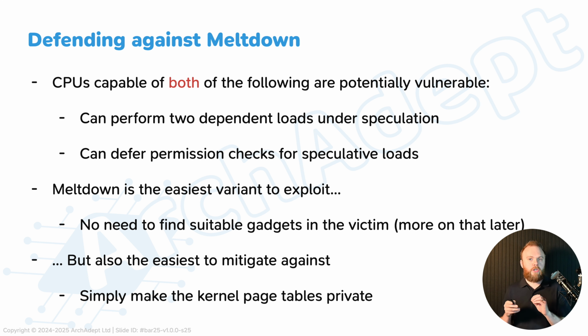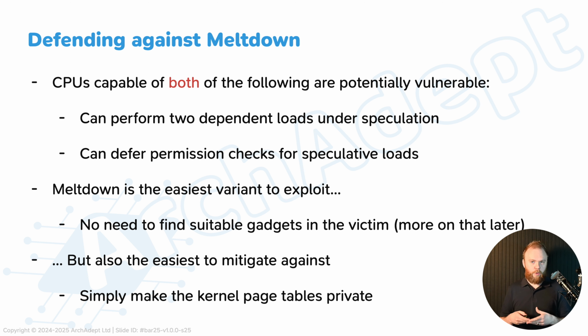And that usually rules out the smaller, more power efficiency focused cores. It's the bigger, more performance-oriented cores that have a sufficiently complex out-of-order pipeline and enough rename registers available to permit two or more dependent loads to be executed together under speculation. And by the way, this first criteria also applies to Spectre.